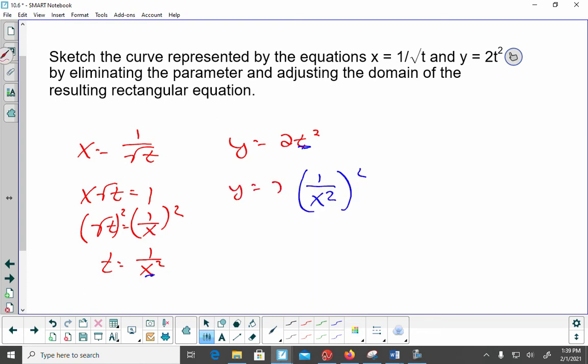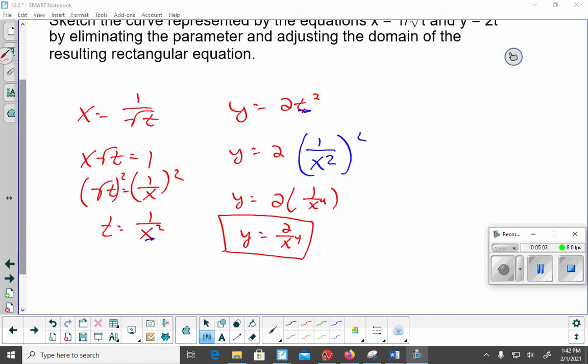And y is equal to 2 times that. So y will equal 2 times 1 over x to the fourth. So y is equal to 2 over x to the fourth. So there's my x, and here's my equation, the rectangular equation: y is equal to 2 over x to the fourth.